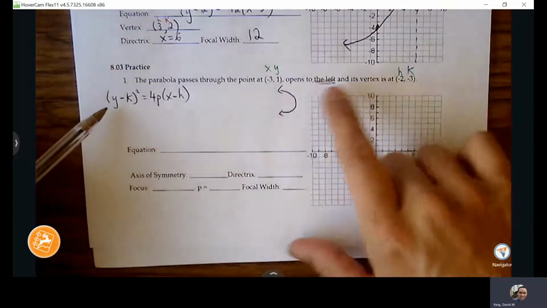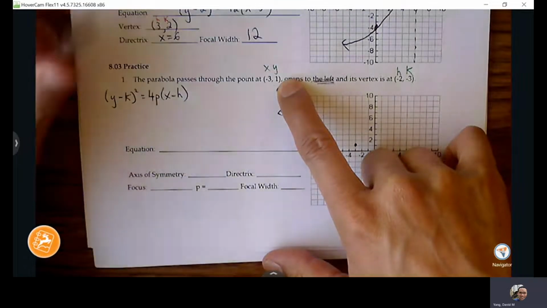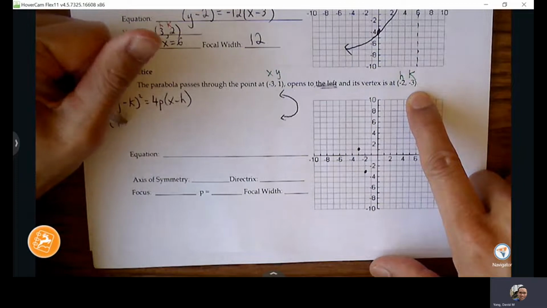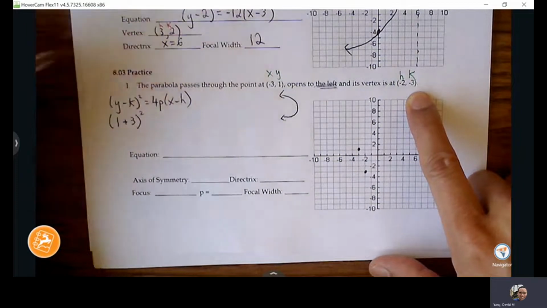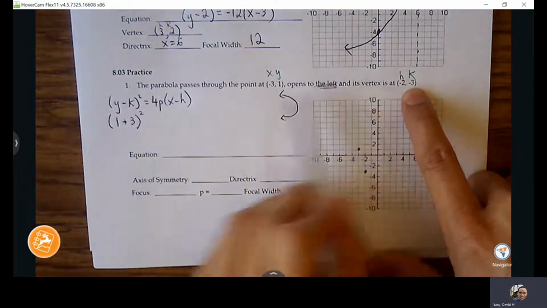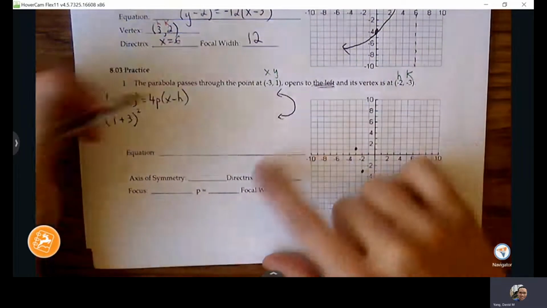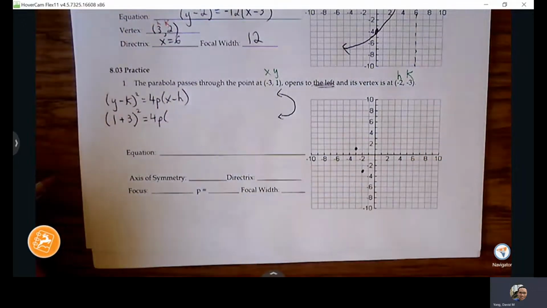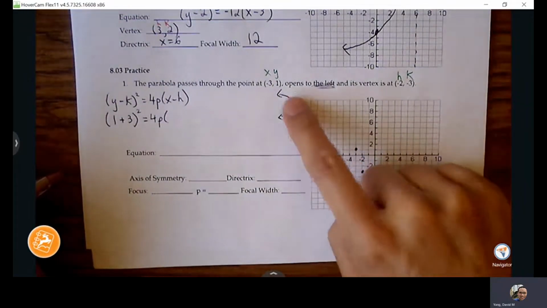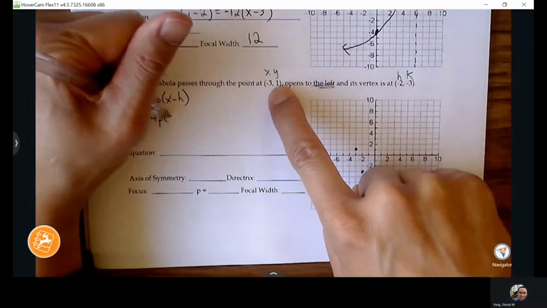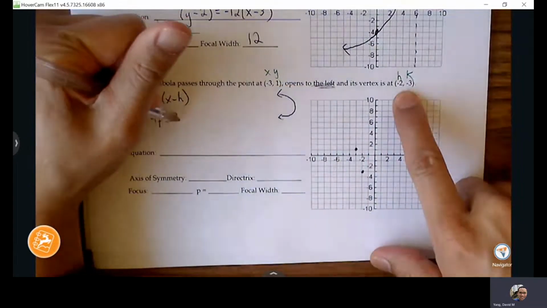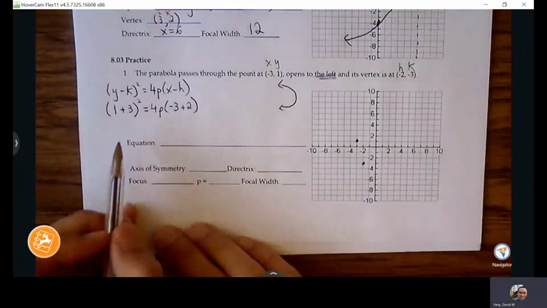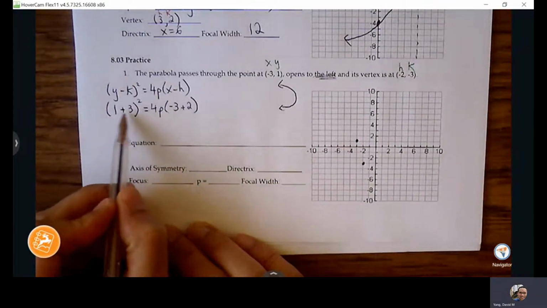Okay, so go ahead and replace y with 1. Replace k. Remember, everything we insert into the equation is going to be the opposite sign, right? Because of the minus here. We don't know what p is, but we're going to solve that once we get the rest of the variables filled in. X is -3, so +2. All right, let's see if we can get p by itself. But first, let's clean this up here.